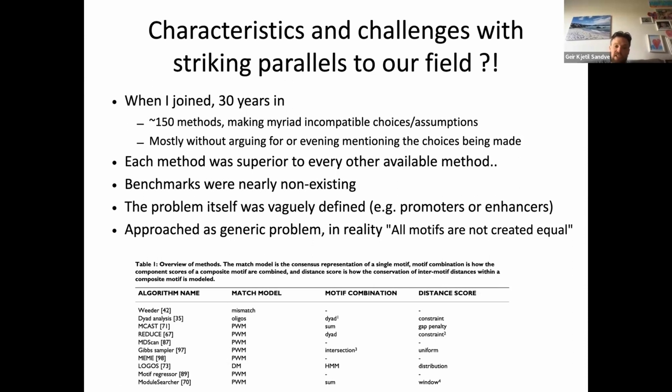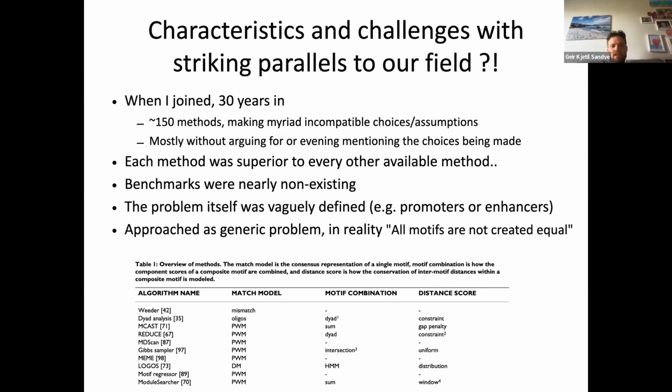Also, it was approached as a generic problem, meaning that we want to find these DNA patterns where a transcription factor binds as one methodology. But in reality, as pointed out by Michael Eisen, all motifs are not created equal, meaning that there are different proteins with different cellular and evolutionary histories and everything. And actually, even the machine learning nature of it was different between these proteins. And now, almost 20 years later, with probably 150 more methods or maybe 500 more methods, they are now also more specializing on different types of PBMs.